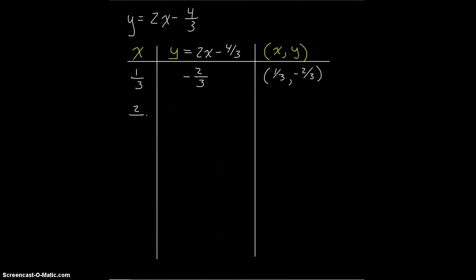How about 2/3? If I use x as 2/3, what do I get for a y value? Well, I'm going to say 2 times 2/3, which is my x, put it into this equation, minus 4/3. And we'll find that we get 0. 0 is a perfectly good number. So now my ordered pair is the x value, 2/3, and the y value is 0.